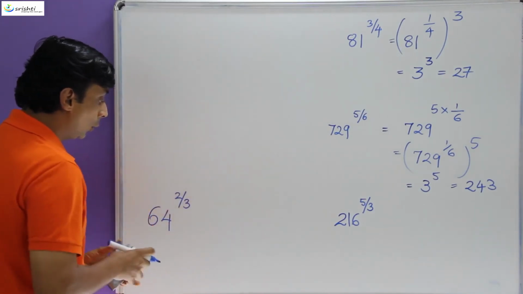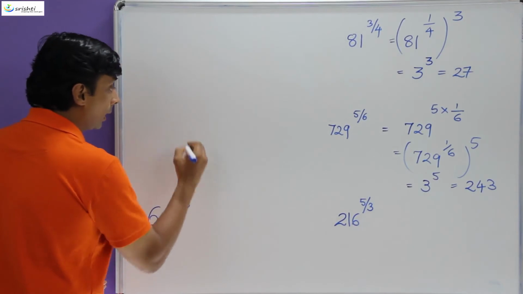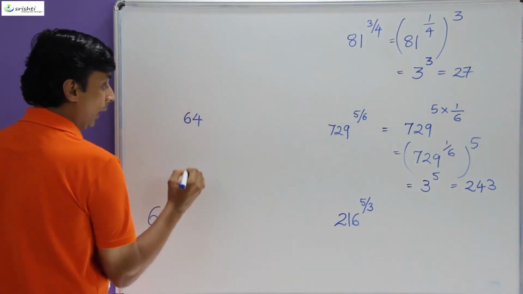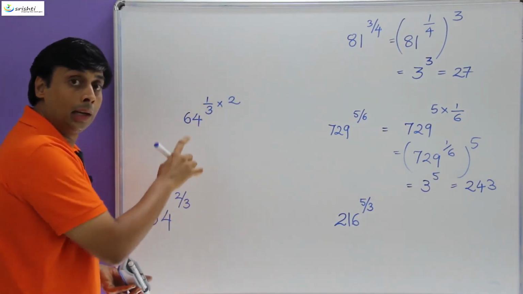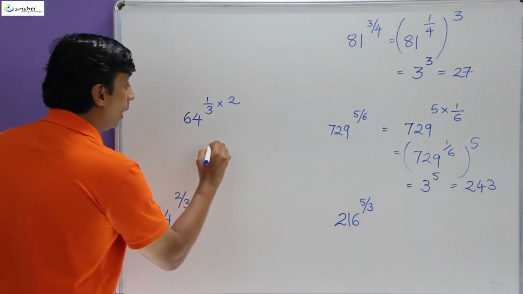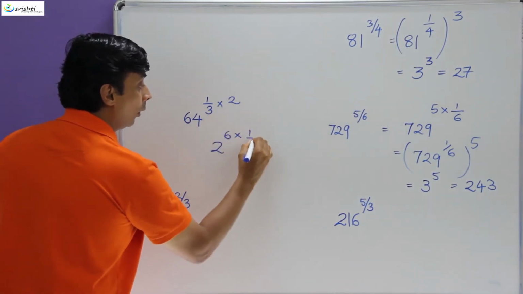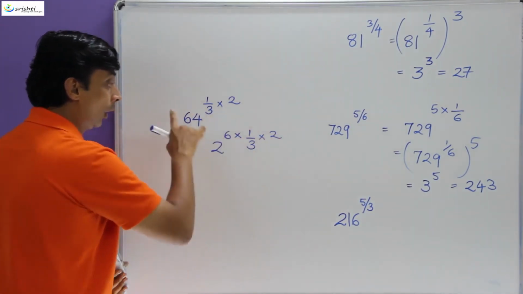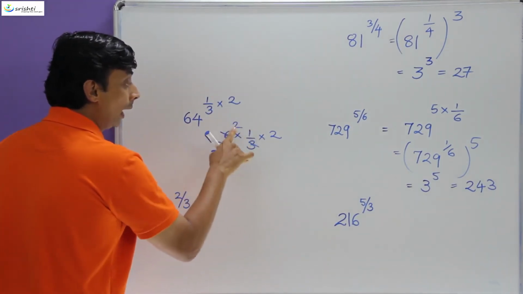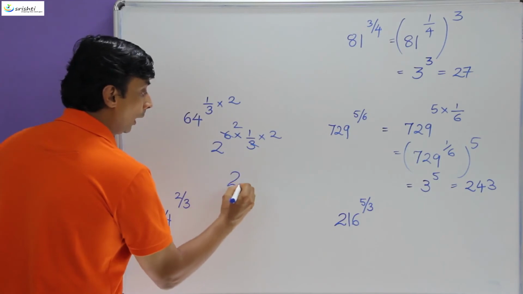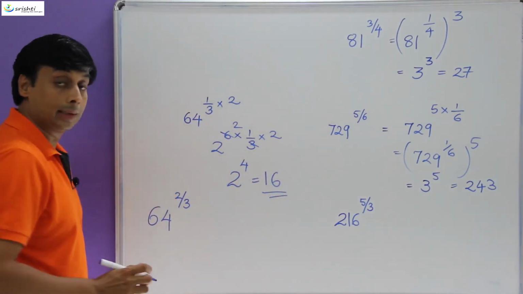Now let's try to do 64 raised to 2 by 3. How will you split 2 by 3? I would write 64 raised to 2 by 3 as 64 raised to 1 by 3, the whole times 2, right? If I prime factorize 64, I would get 2 raised to 6 multiplied with 1 by 3 multiplied with 2, because the power law applies over here. 6 divided by 3 is 2 and 2 2's are 4. So this becomes 2 raised to 4, which is 16. So the answer is 16.